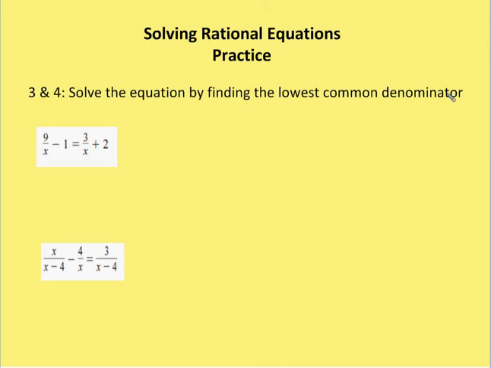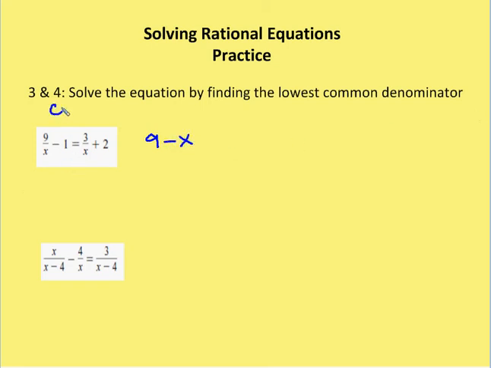Right, solve the equation by finding the lowest common denominator. In this case, as I look through problem number 3, I look through each of the terms, and I see that my lowest common denominator, where I can write 1 over 1 and 2 over 1, is going to be x. So now I'm going to solve the equation by multiplying all the terms by x. So 9 over x times x over 1 gives me 9. And then negative 1 times x gives me negative x.